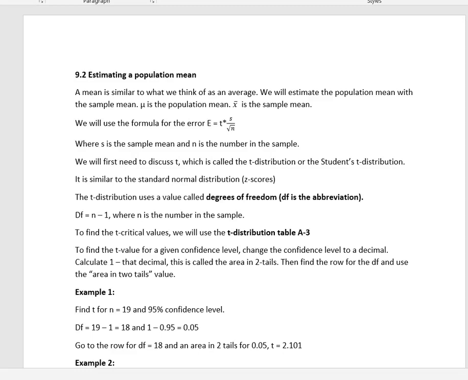A mean is similar to what we think of as an average. We will estimate the population mean with the sample mean. Mu is the population mean. X bar is the sample mean. We will use the formula for the error.